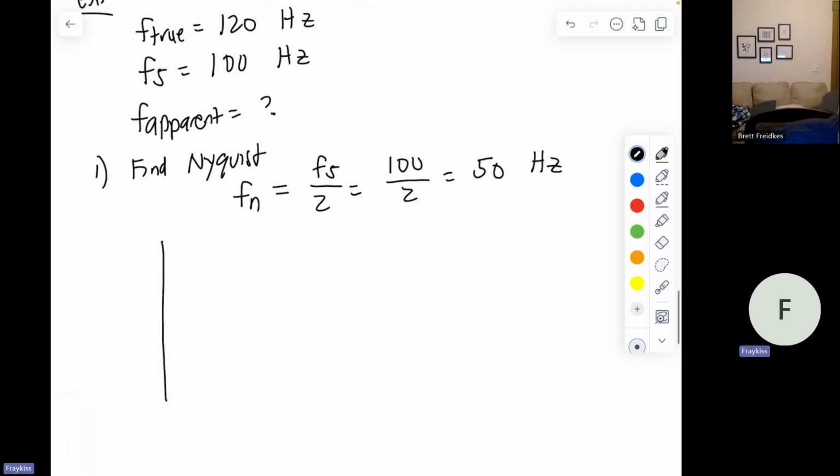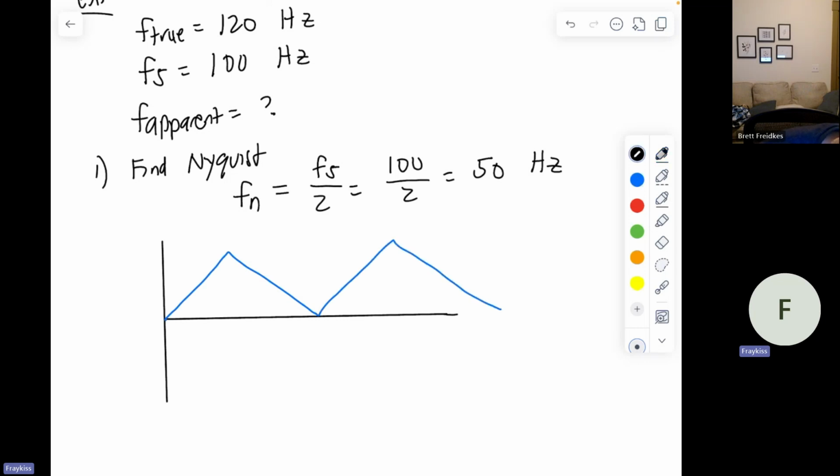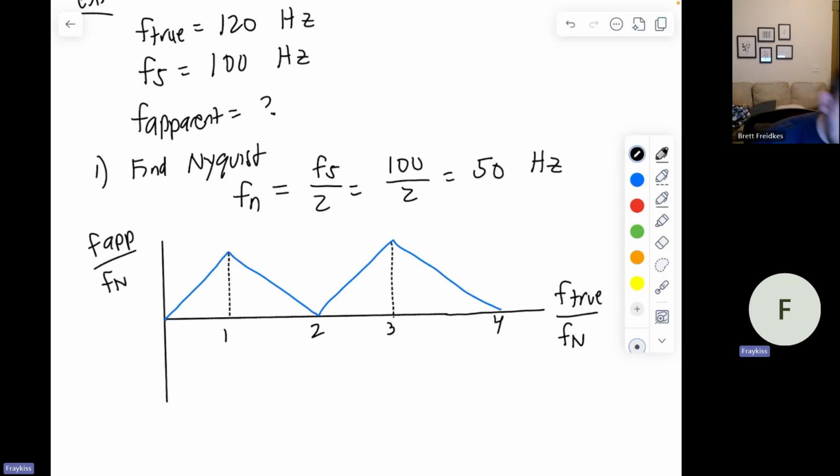So let's go ahead and draw our triangles. I'm going to do a rough sketch. I'm not going to spend as much time drawing the triangles. But I know that this first one will be at a point of 1. This is 2. This is 3, and this is 4. And this axis is going to be the true frequency over the Nyquist. This axis is the apparent frequency over the Nyquist.